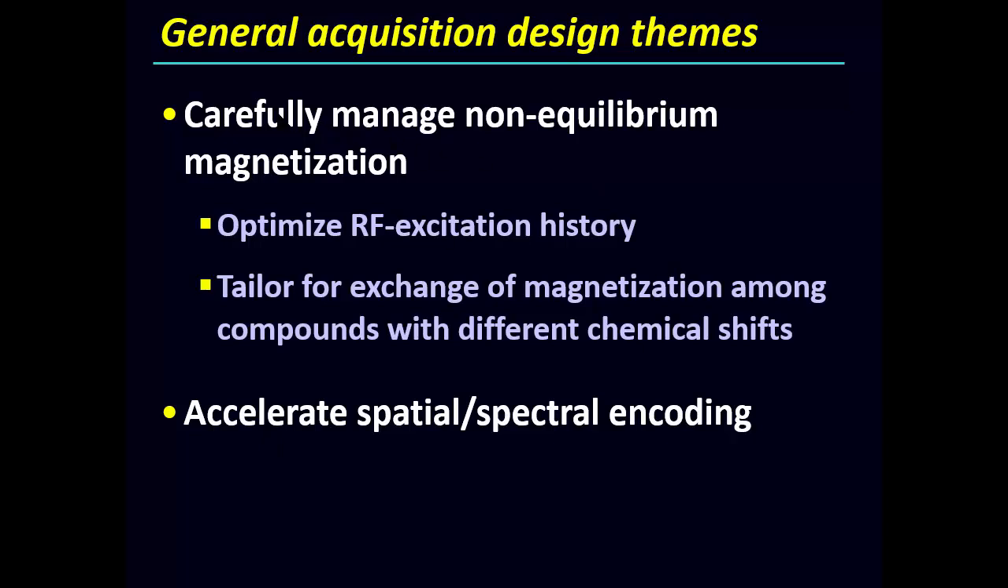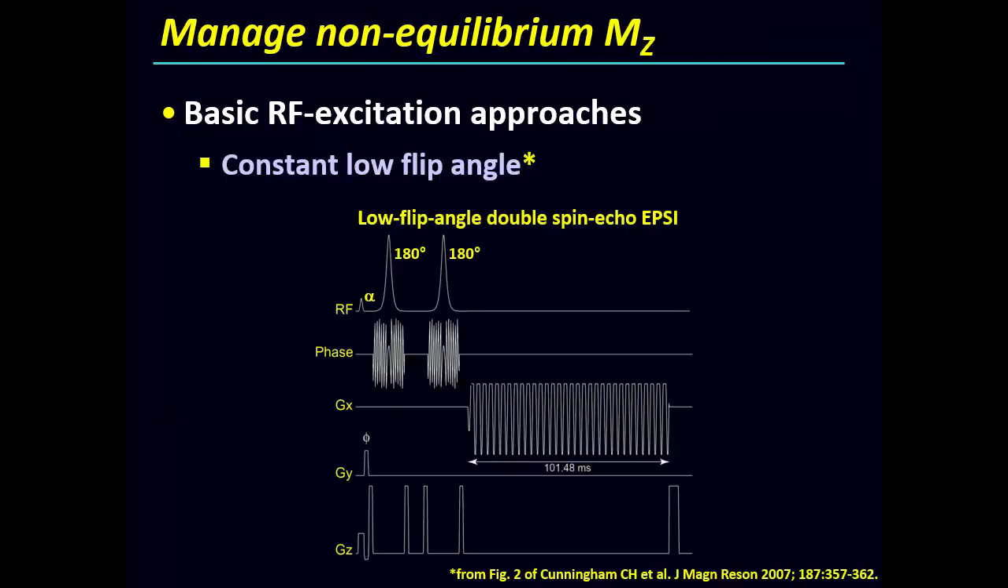First of all, we need to very carefully manage this non-equilibrium magnetization that we have. This leads to optimization of the RF excitation history and tailoring the RF excitation for exchange of the magnetization among compounds with different chemical shifts. Also, considering the T1 lifetimes of the compounds and the limited amounts that we typically have, it's often, particularly with dynamic acquisitions, very important to accelerate the spatial and spectral encoding. So we're going to talk about these two main topics for the rest of the talk.